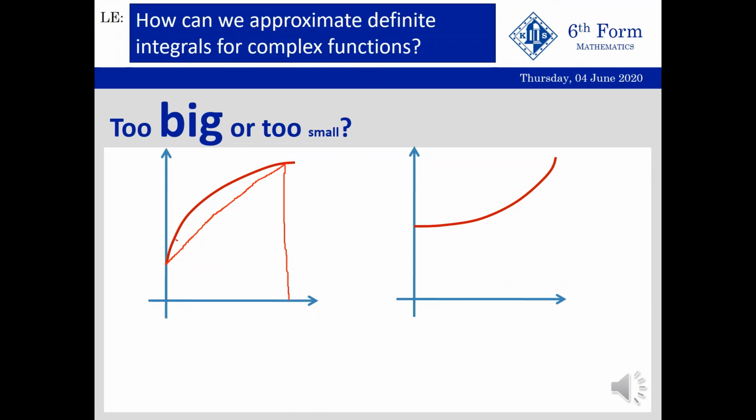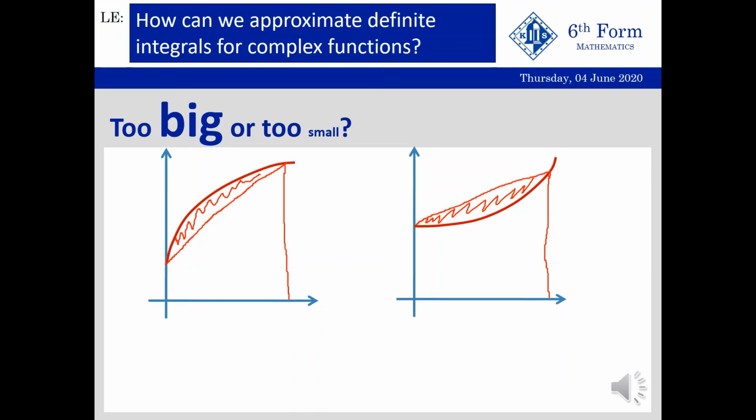we would end up with our trapezium being too small. All of this bit here is getting missed out. We'd have an underestimate for what the actual value was. If we do the same with the curve that's curving the other way, the curve facing upwards, our trapezium would go above the curve. So this bit here would be our error, and we would get a value that was too big. Even if we split up into smaller trapeziums, we'd still get this same pattern going on.